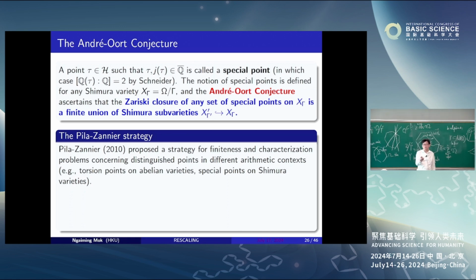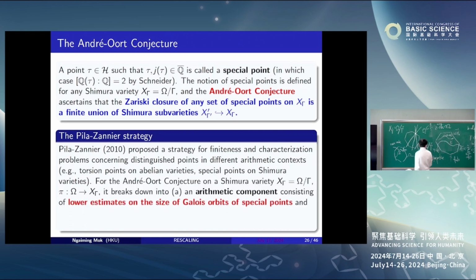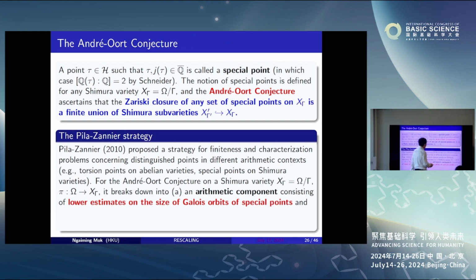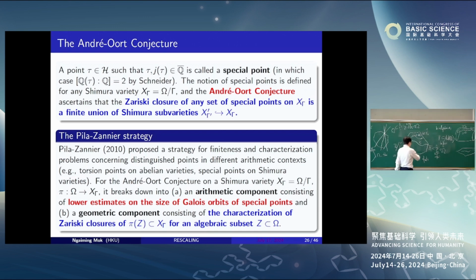Now, once you go to high dimensions, there's room for doing geometry. I don't know how to do geometry with a single point. Faltings could, but in general, it's difficult to do geometry. You have to associate some high dimensional object to a point, then you can do geometry. But you can certainly do geometry with high dimensional varieties. So there are two components. The first component is an arithmetic component consisting of lower estimates on the size of Galois orbits of special points. And then there is a geometric component, which is a characterization of the Zariski closure of the image of an algebraic set. So the picture would be somewhat like this.